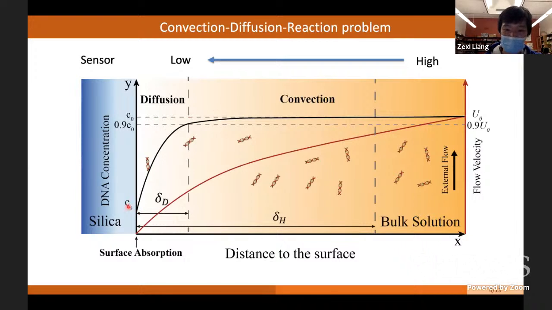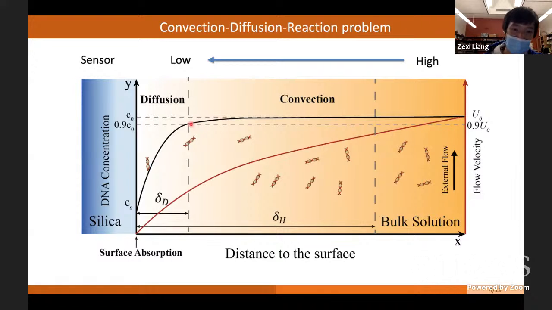And we define three different regimes in the system. First of all, it's bulk solution. Concentration is C naught, and the flow rate is almost U naught. The next part is the convection regime, where concentration is almost C naught, but the flow rate changes dramatically. In this regime, it's convection that drives the molecule motion, because the concentration gradient is too low. The diffusion doesn't play a big role.